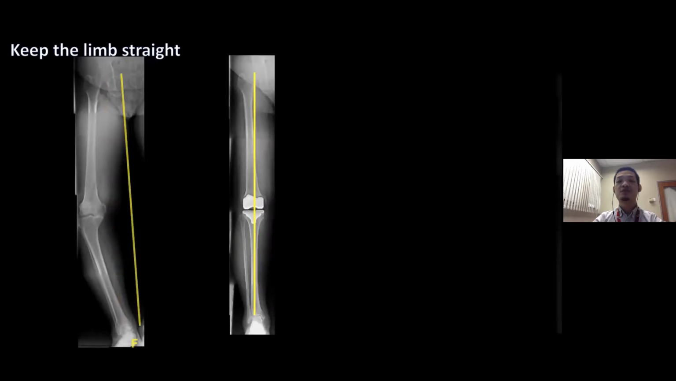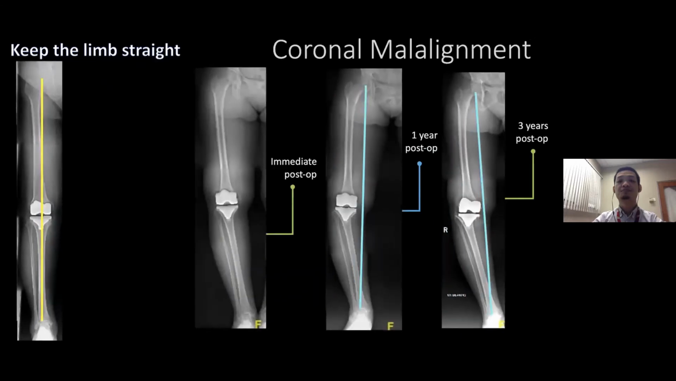So if you don't do it correctly, you can see on the left side, this is 180 degrees, whereas the one in the middle, it's less than 180 degrees. So when there's less than 180 degrees, you can imagine that the load is concentrated more over the medial side. And basically this patient's knee only lasted him 3 years. So we had to do a revision surgery quite soon after the first surgery. So yeah, that's not ideal.